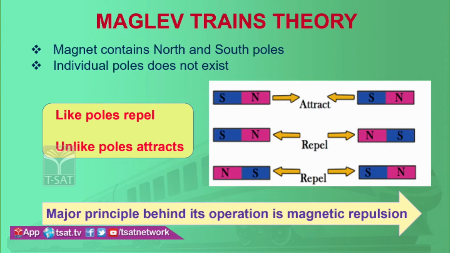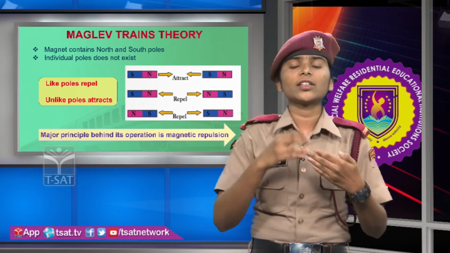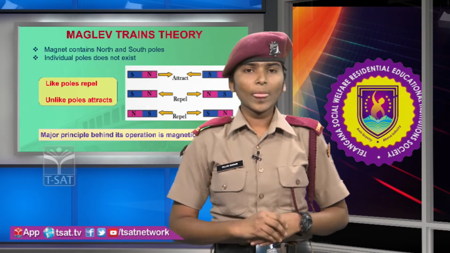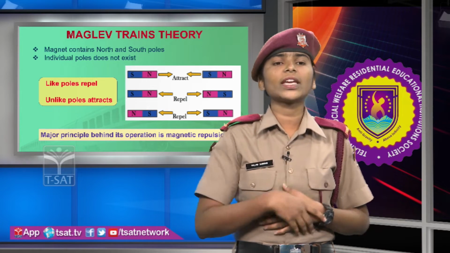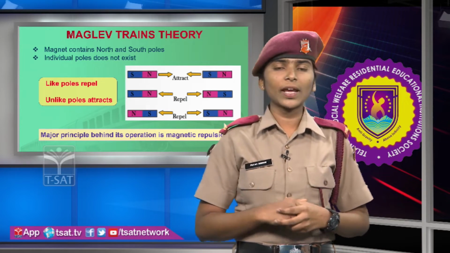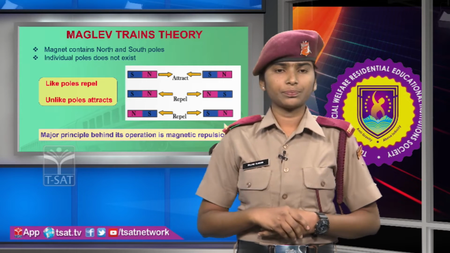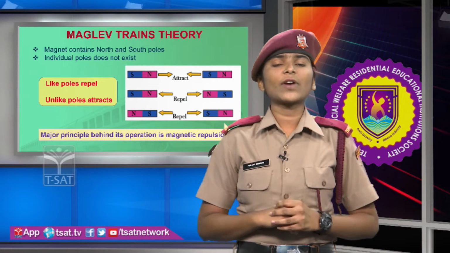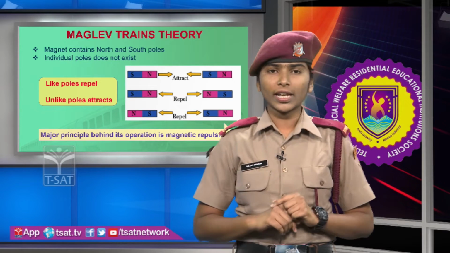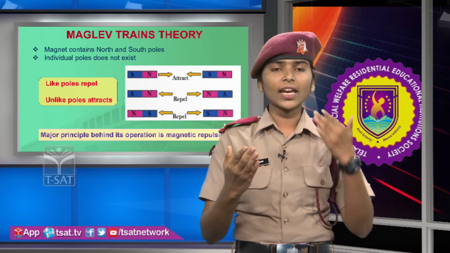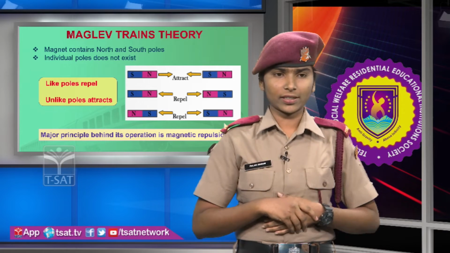If this is a magnet having a north pole and this is a magnet having a south pole, when they are kept together, the two unlike poles attract. Since childhood we have been playing with magnets, but now we come to know how magnets play a vital role in technology. One interesting fact about magnets is that no individual pole exists. We could always see a north pole and a south pole on a magnet.